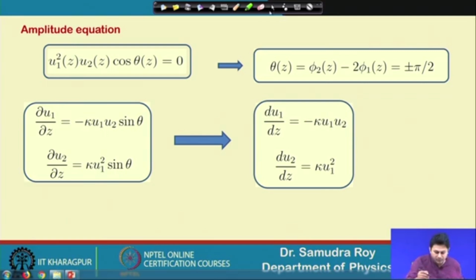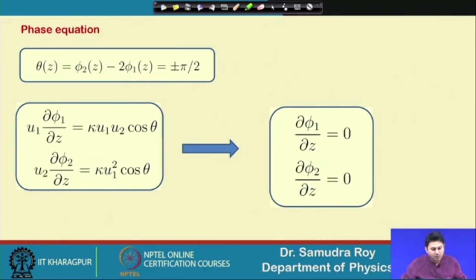So, now what we will do is try to find out what the phase equation is, and this phase equation we have already derived in the last class. In the phase equation, if I put the condition theta equal to pi by 2, then we find that in both cases the phases del phi 1 and del phi 2 remain conserved. So, the phases are not going to change throughout the distance. In this treatment, this is what we find.